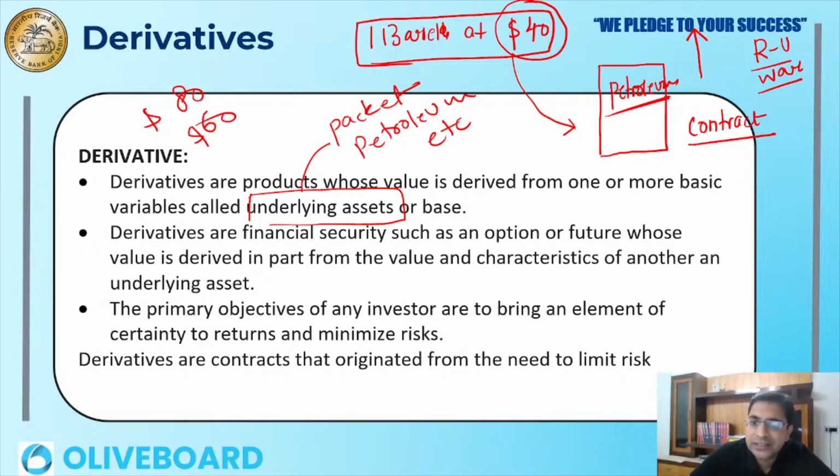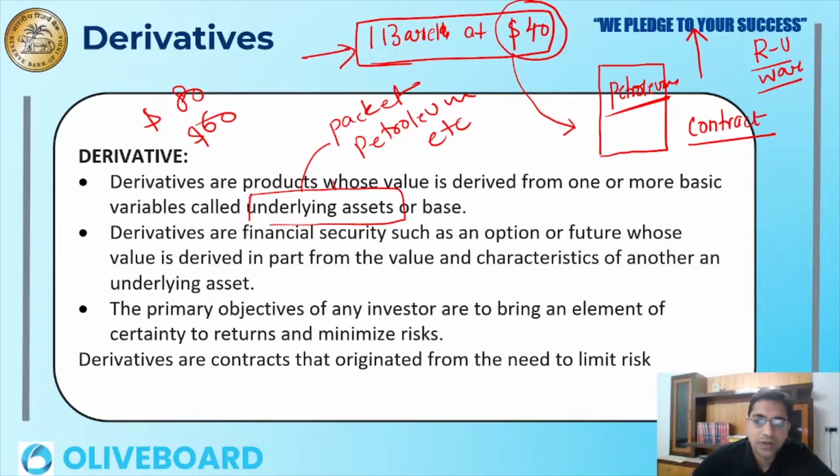So you can call this a future or a forward. That is used as a derivative. The primary objective of any investor is to bring an element of certainty, because here I wanted to be certain that I get the crude oil at $40, because I have to prepare a product from that. In order to minimize my risk of future price fluctuation, I came into a contract with a petroleum company. The petroleum company is happy and I am also happy, because both have their risk minimized.